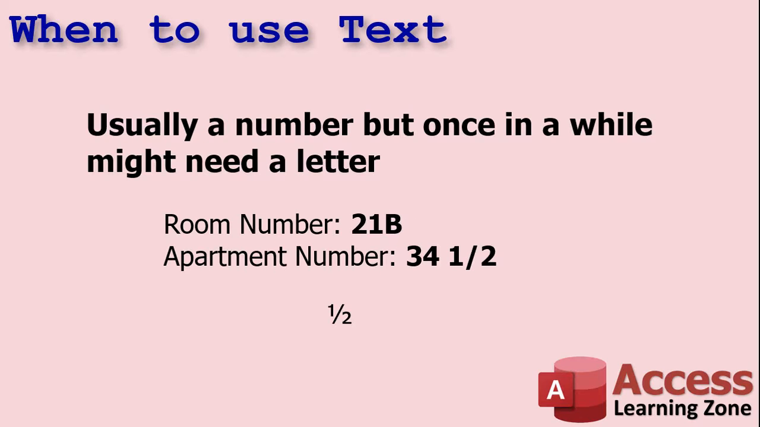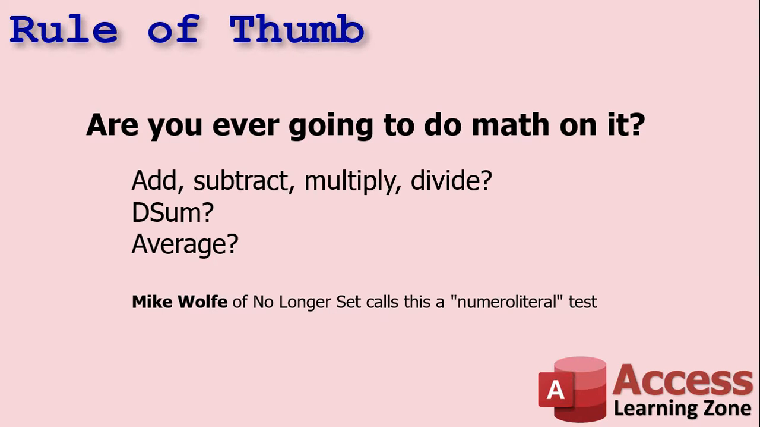Another example is when something is usually a number, but once in a while it might need a letter, like a room number, 21B, or an apartment number, right, 34½. And I put that little half on the bottom there because yeah, you can store that little half symbol. There's a character for that. I personally don't recommend it. I'll store a half as a 1/2, but again, that's kind of up to you. Whatever works for you, whatever floats your boat, whatever you want it to look like when it's printed, I guess, right?